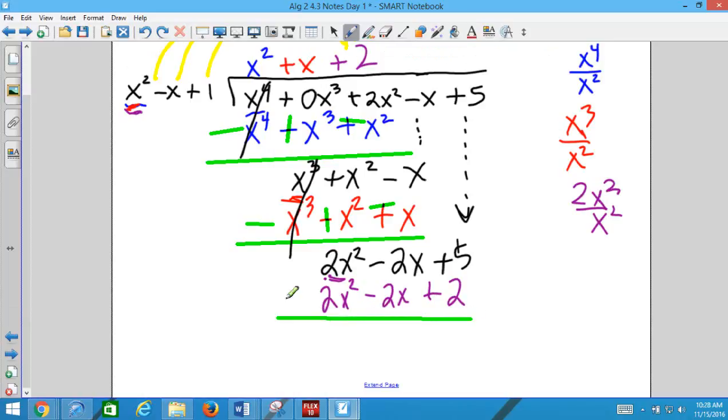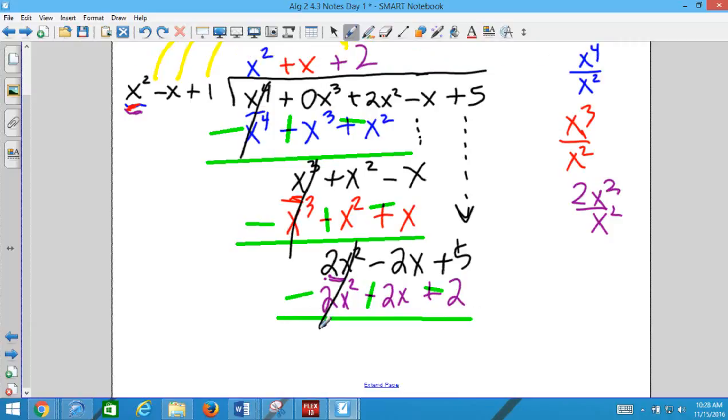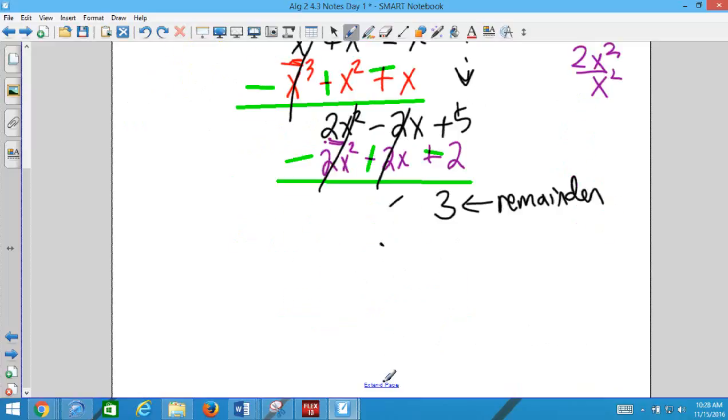Draw the line, change the signs. Add them. Those cancel out, and we get 3. Since I have nothing else to bring down, that is my remainder. So we're going to write our answer. X squared plus x plus 1 plus your remainder over your original divisor.